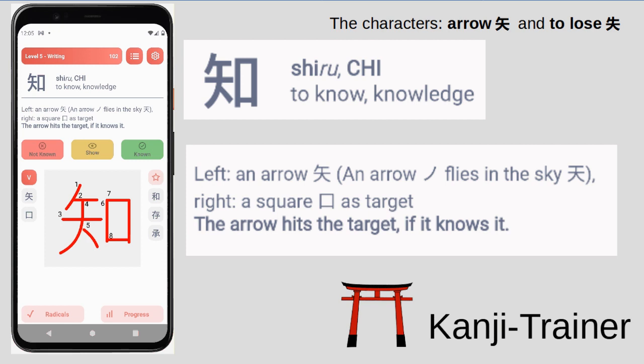The right side of this character is the character for mouth, but in this case it is understood in a more general meaning as a square or as a target. And the memory phrase for to know or knowledge is: the arrow hits the target if it knows it. Again, the arrow hits the target if it knows it.